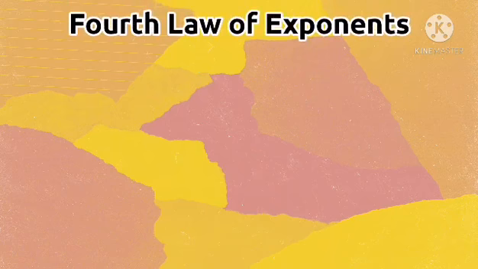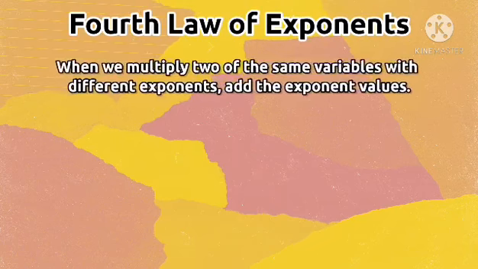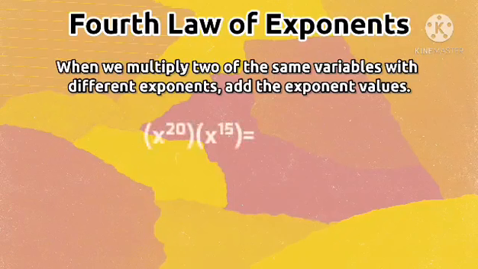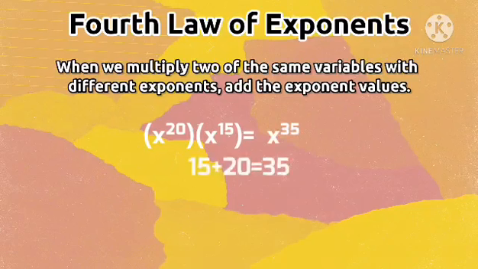The fourth law involves multiplying variables with different exponents. When we multiply two of the same variables with different exponents, all we have to do is add the exponent values. For example, x with the power of 20 multiplied by x to the power of 15 would equal x to the power of 35, since 15 plus 20 equals 35.